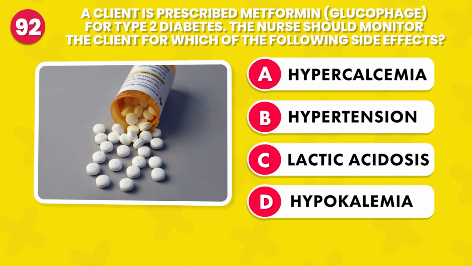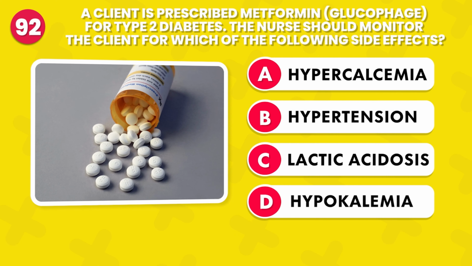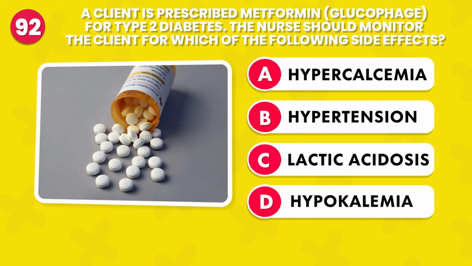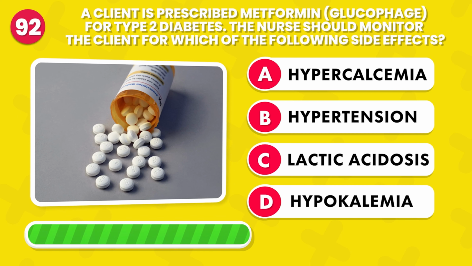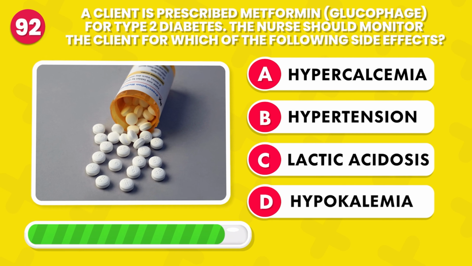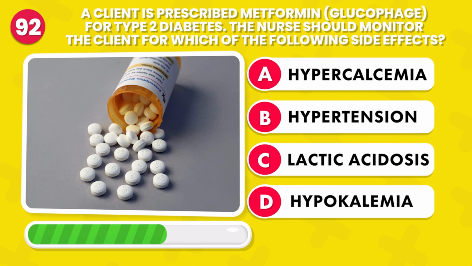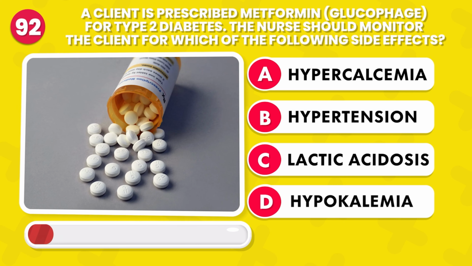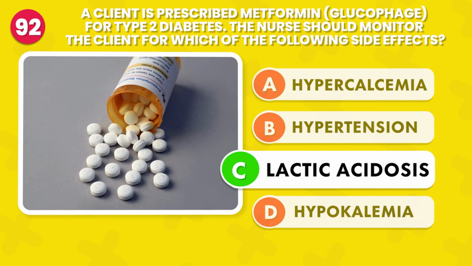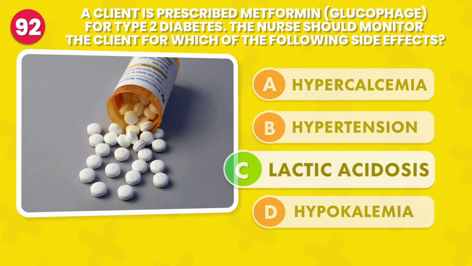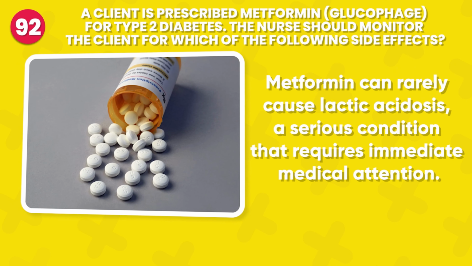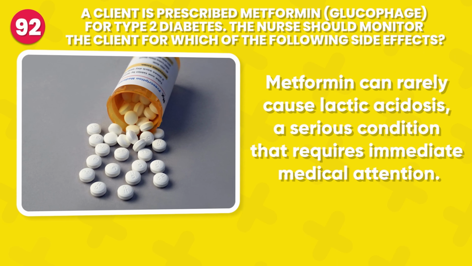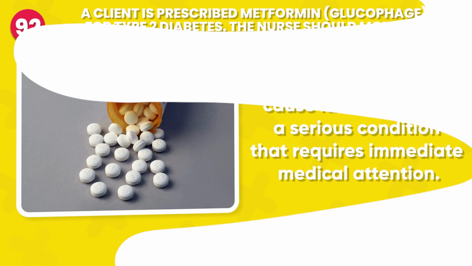A client is prescribed metformin, Glucophage, for type 2 diabetes. The nurse should monitor the client for which of the following side effects? A, hypercalcemia, B, hypertension, C, lactic acidosis, D, hypokalemia. It's C, lactic acidosis. Metformin can rarely cause lactic acidosis, a serious condition that requires immediate medical attention.